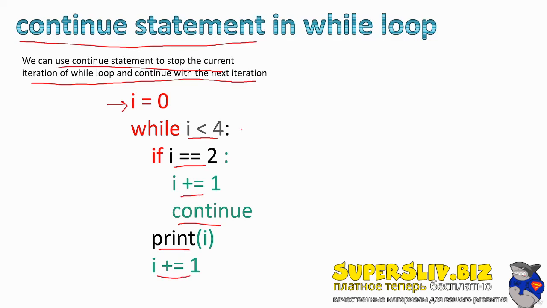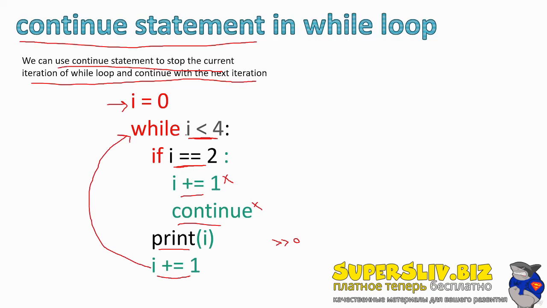Now let us see how this is going to work. First i is equal to 0, so it is less than 4. This condition is true. Then it will check whether this condition is true or not. So i is not equal to 2. These two codes will be skipped. Then it will print i, which is 0. Then it will add 1 to i. Now again it will go to the beginning.